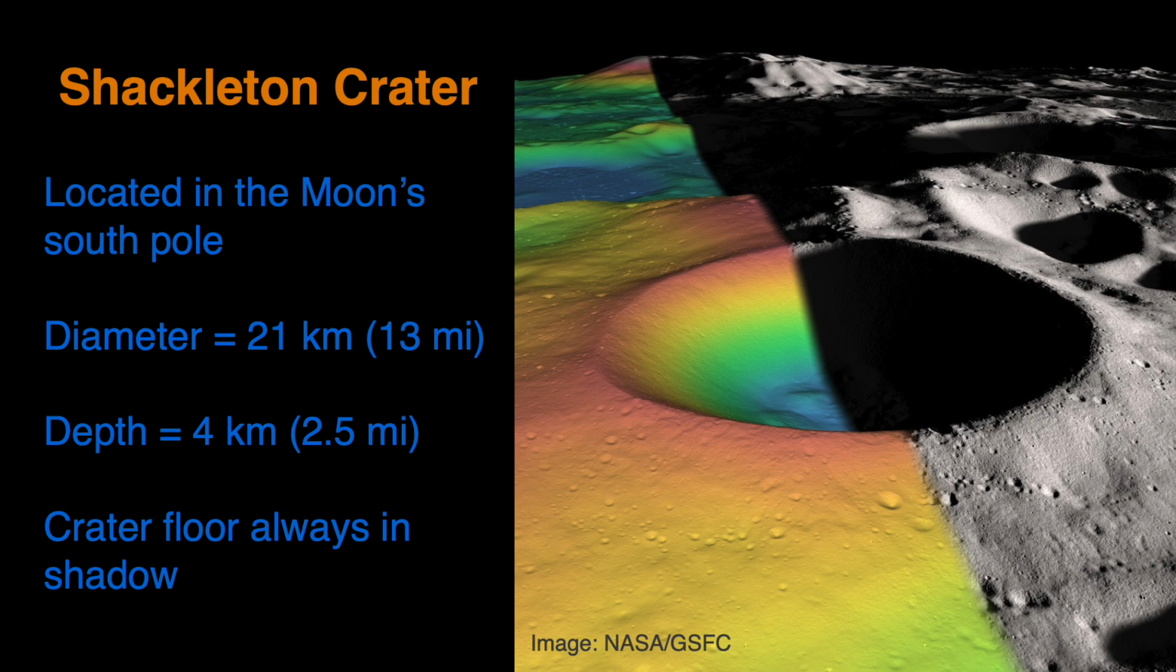This crater is interesting since its floor is always in darkness. In this image, the right side is the same picture of Shackleton Crater from earlier, but the left side is colored according to elevation. The redder colors are higher elevations and the bluer colors are lower elevations. You will notice the nice bowl shape to the crater.